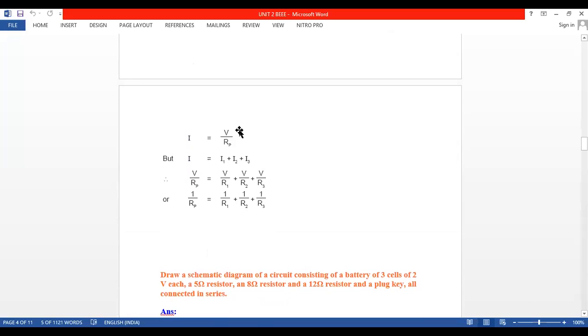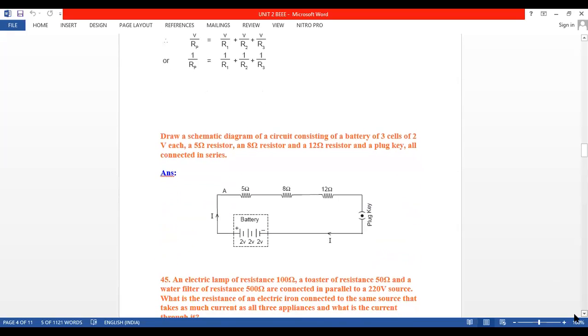We know I is equal to V by R, total resistance. I is equal to I1 plus I2 plus I3. V by R equal to V by R1 plus V by R2 plus V by R3. Voltage is taken common and gets cancelled. What is the expression for parallel circuit? For parallel circuit, 1 by R equal to 1 by R1 plus 1 by R2 plus 1 by R3. Okay, all of you. Series circuit, what is the total resistance? Total resistance R is equal to R1 plus R2 plus R3. For parallel circuit, 1 by R is 1 by R1 plus 1 by R2 plus 1 by R3. Okay.